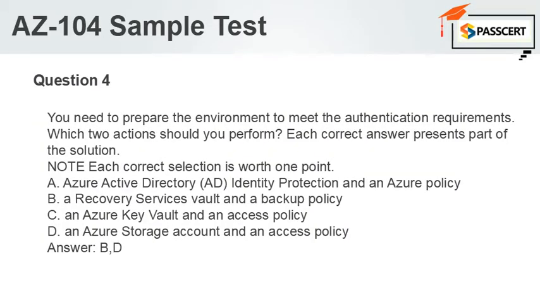Question 4. You need to prepare the environment to meet the authentication requirements. Which two actions should you perform? Each correct answer presents part of the solution. Note: each correct selection is worth 1 point. A. Azure Active Directory (AD) Identity Protection and an Azure Policy. B. A Recovery Services Vault and a Backup Policy. C. An Azure Key Vault and an Access Policy. D. An Azure Storage Account and an Access Policy. Answer: B, D.